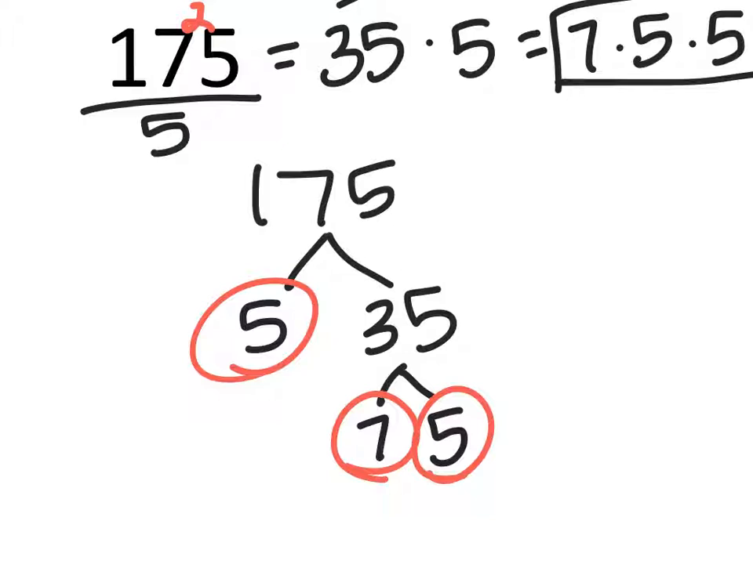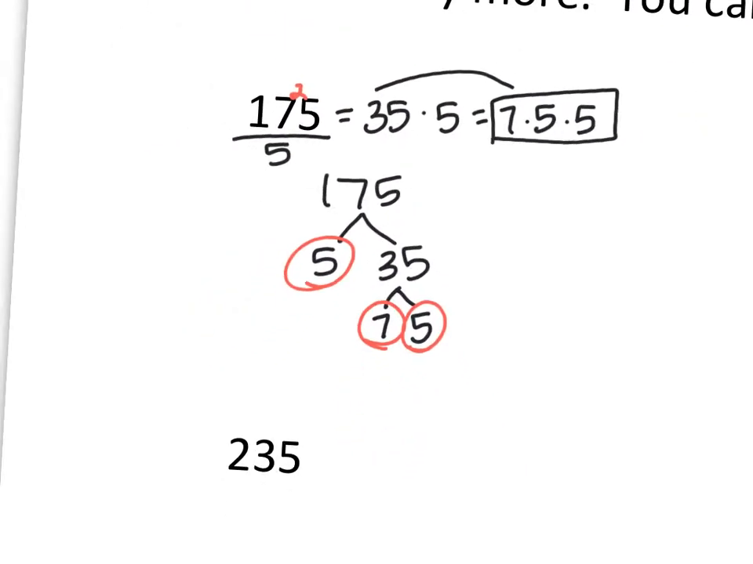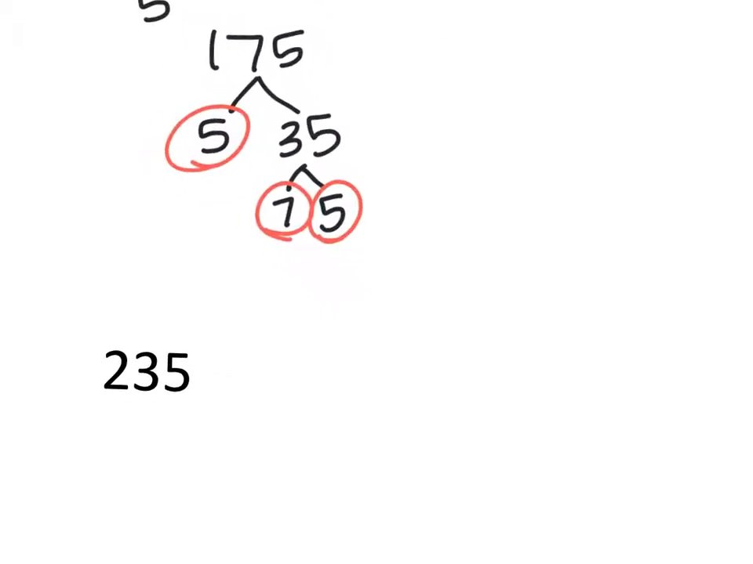I also think that the factor tree takes a little bit more room, but it's your preference, whatever you want to do. As long as you can do prime factorization correctly, I'm going to let you handle that the way that you want to handle it. Okay? So let's try 235.